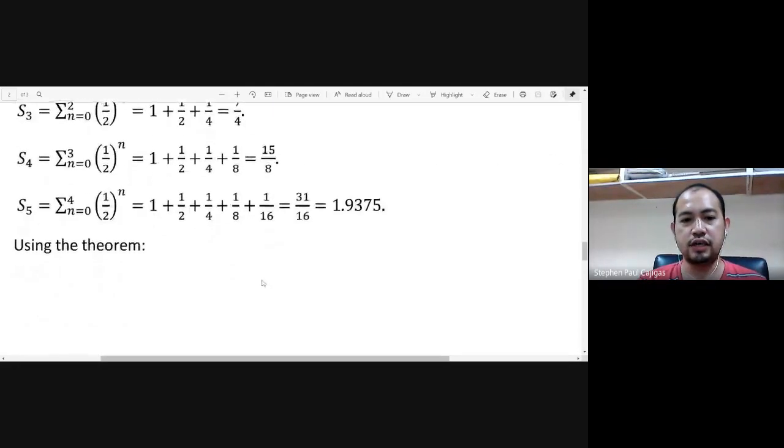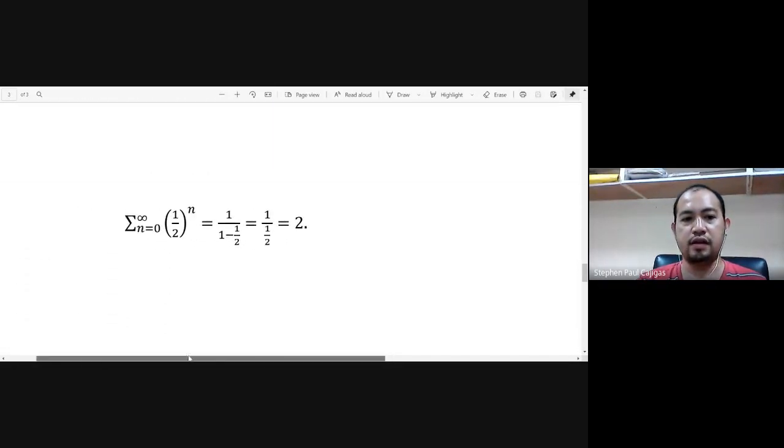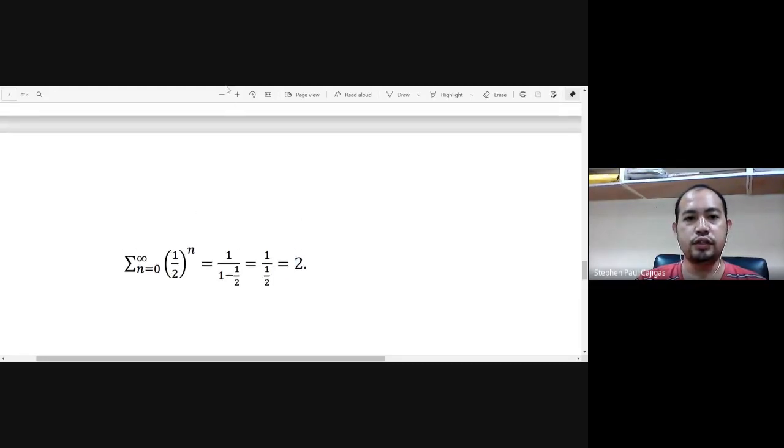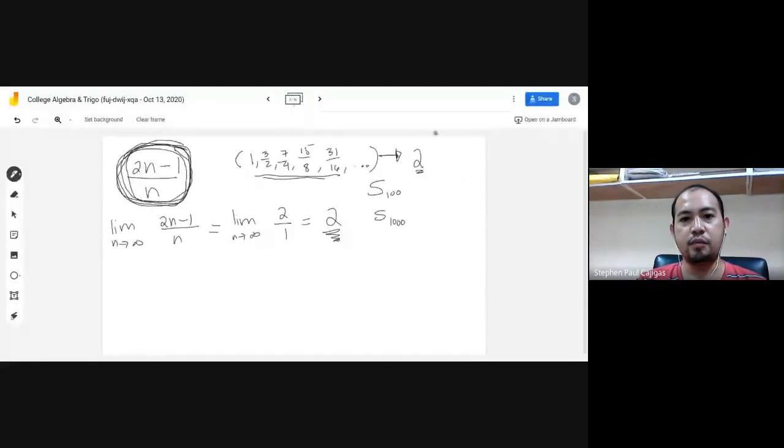So we can double check that by using the formula. We have here, again, A over 1 minus R. Our A here is 1, and our R is 1/2. So 1 divided by 1/2 is simply equal to 2. This process is a bit complicated, but this can confirm the theorem wherein we use the formula.